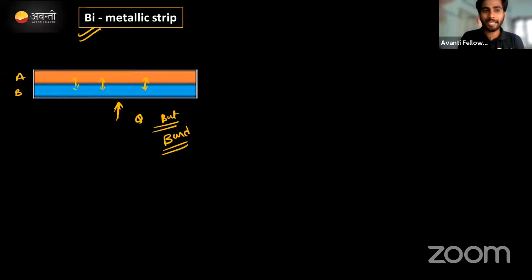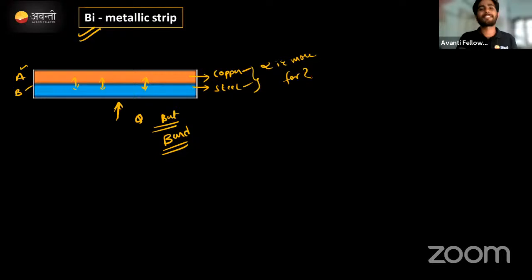Here I took 2 materials, A and B. Suppose I say this is copper, and this is steel. Guys, I want to know for which metal out of copper and steel, which one has high bending, or else we can say high linear expansion. Alpha value is more for which of these 2 materials? Let me know. Alpha value means suppose I give an amount of heat to this material, which one will increase its length more compared to these two, copper or steel?